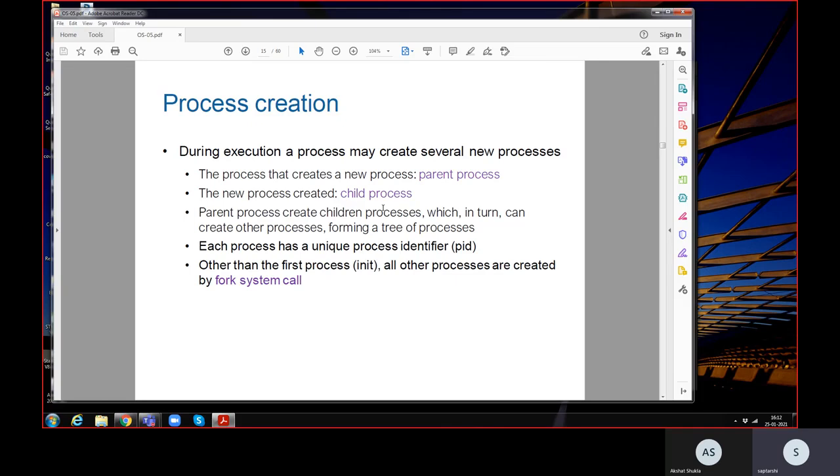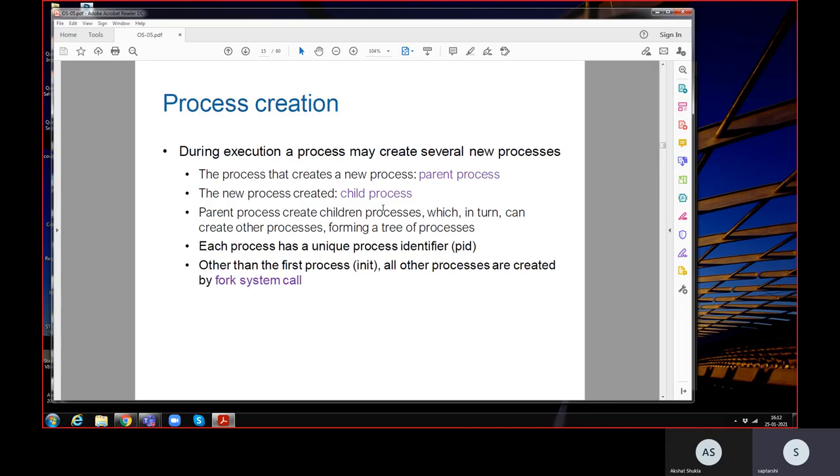Now, first of all, who can create a process? The answer is another process. Okay. So usually every process except one is created by some other process. Why am I saying except one? I'll soon come to it. Usually you can think that processes are created by other processes. So during execution, a process may create several new processes.